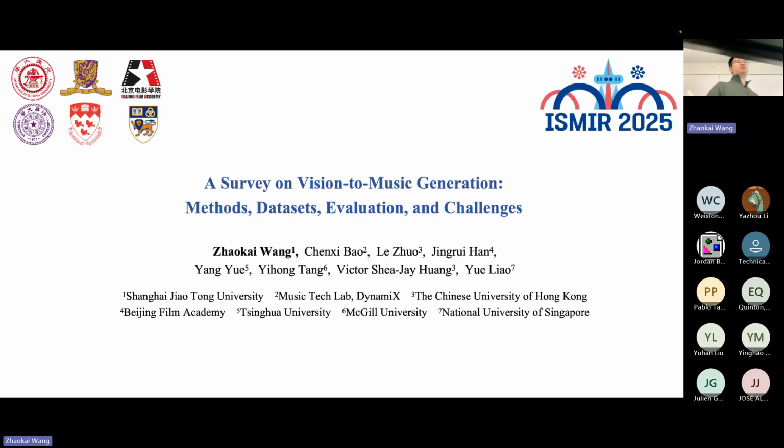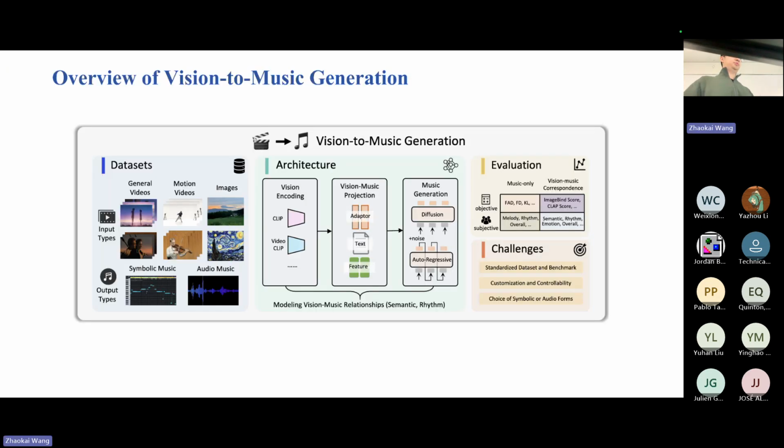So this first part is basically based on this survey. The survey is from last year's ISMIR, our survey on video to music generation. So this figure is the overview of this area. We'll discuss the data sets and architecture and evaluation and challenges of video to music generation.